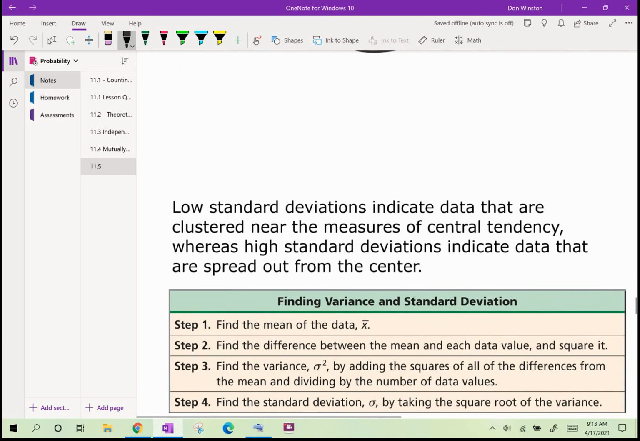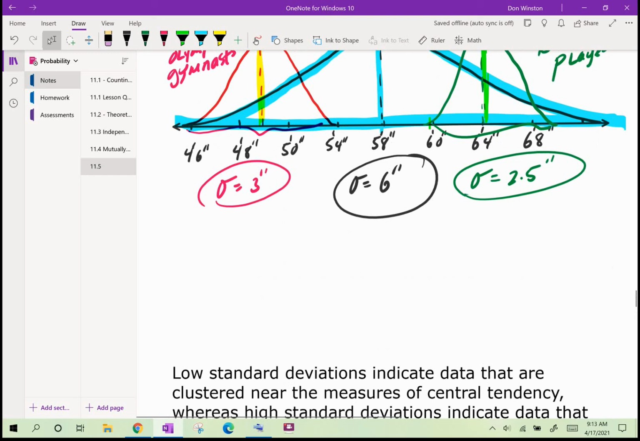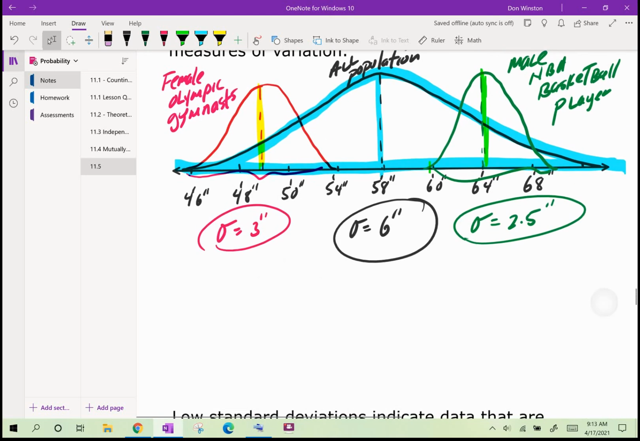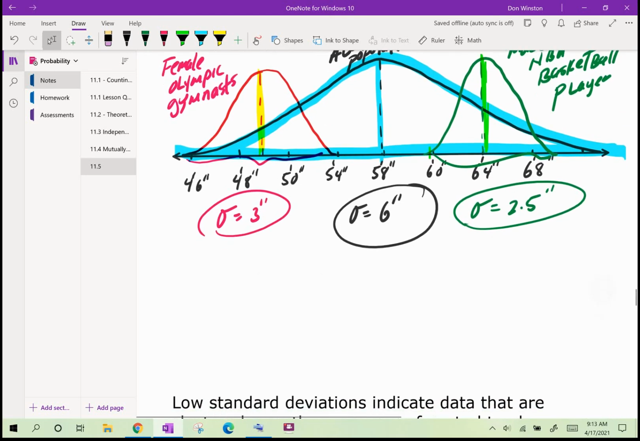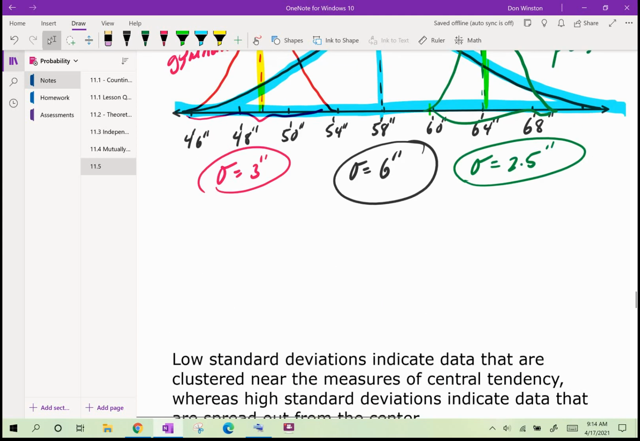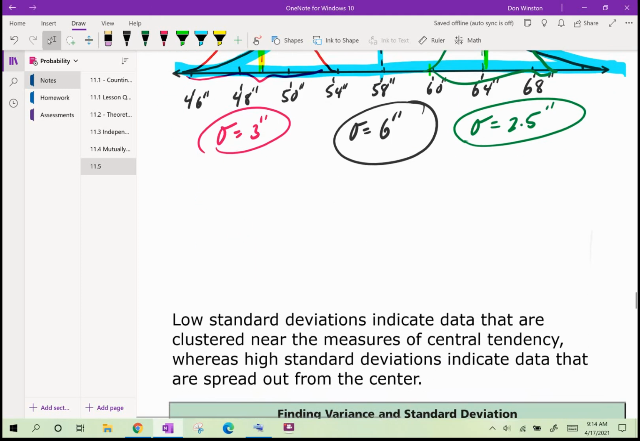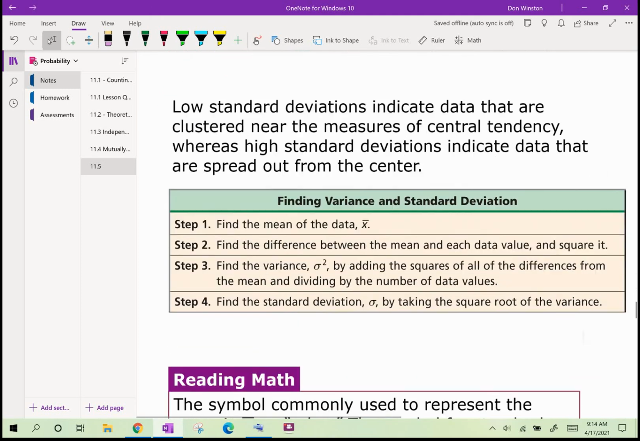Low standard deviations indicate that data are clustered around the measures of central tendency, like for female gymnasts or male NBA basketball players. Whereas high standard deviations indicate that data are spread out from the center. Like the average height for the general population, it's going to be all over the place. The spread will be all over.